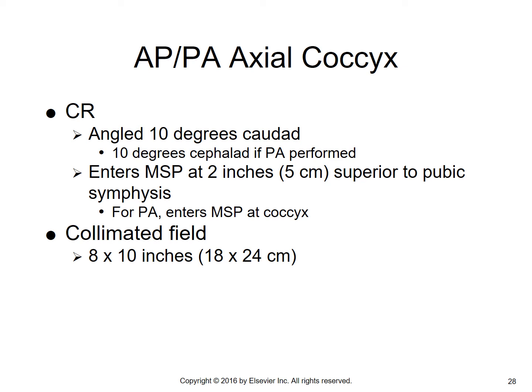So for the sacrum, you're angling cephalad. For the coccyx, you're angling caudal. And the degree is very important: 10 degrees caudal. Of course, if you were PA, it would be 10 degrees cephalad. You're going to enter the MSP 2 inches superior to the pubic symphysis. For the PA, you'd go to the MSP at the coccyx, and you're going to use about an 8 by 10 inch field.